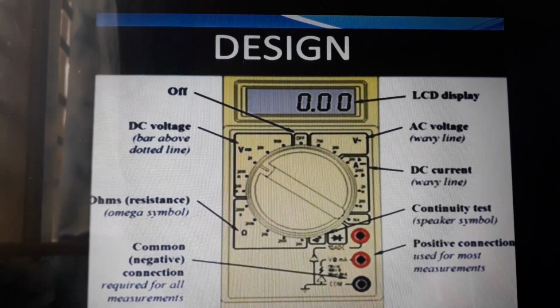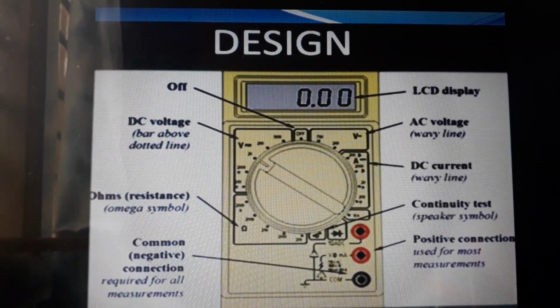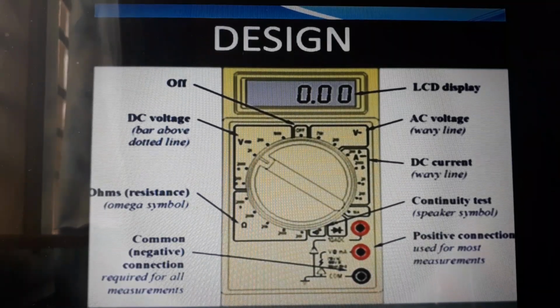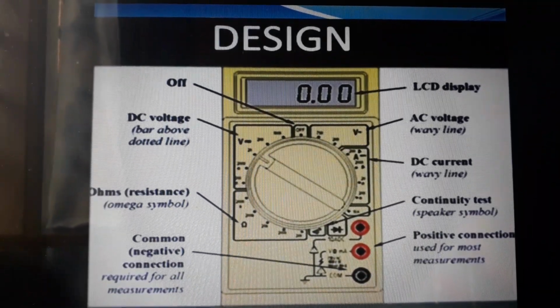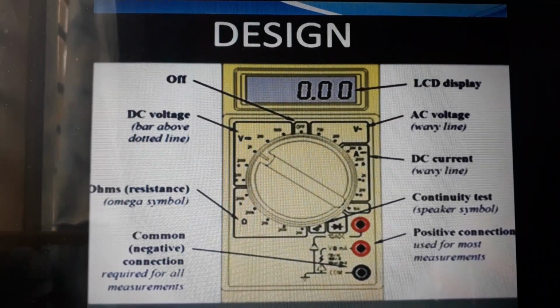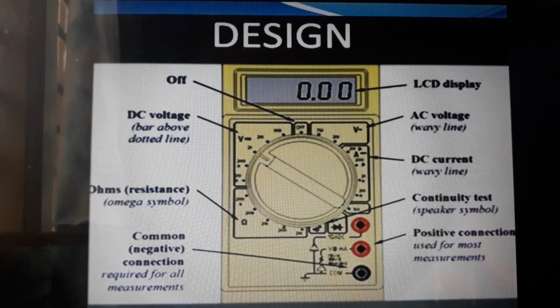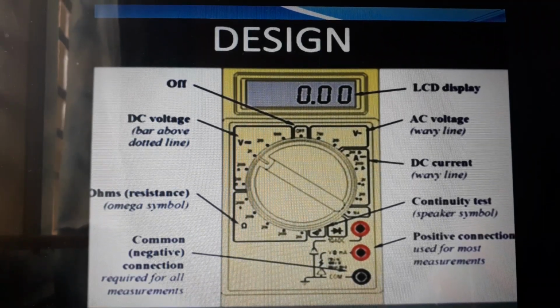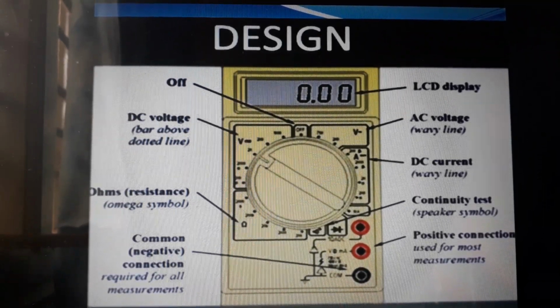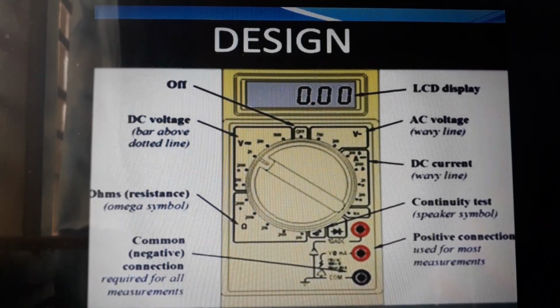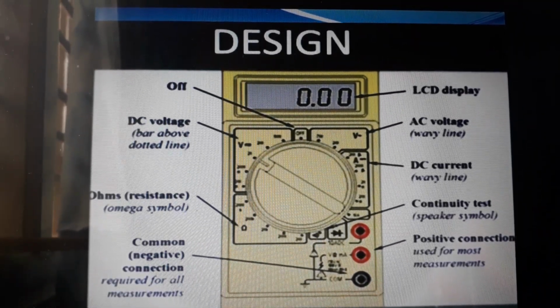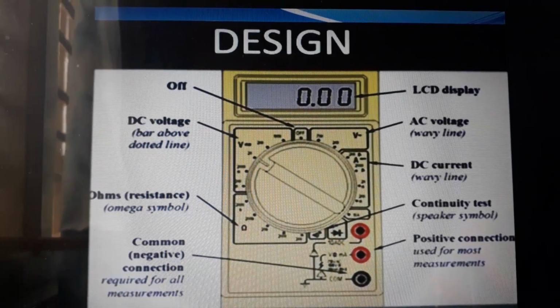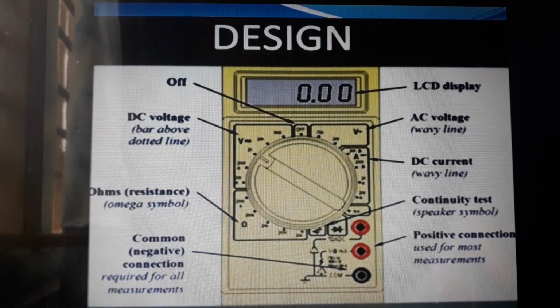See, this is the overall design that we have studied in the previous sections, the overall design of the multimeter. Here the first one is the off button. Next one is DC voltage. The bar above the dotted line is called DC voltage. Next one is ohm resistance. When resistances are measured, the omega symbol appears here.